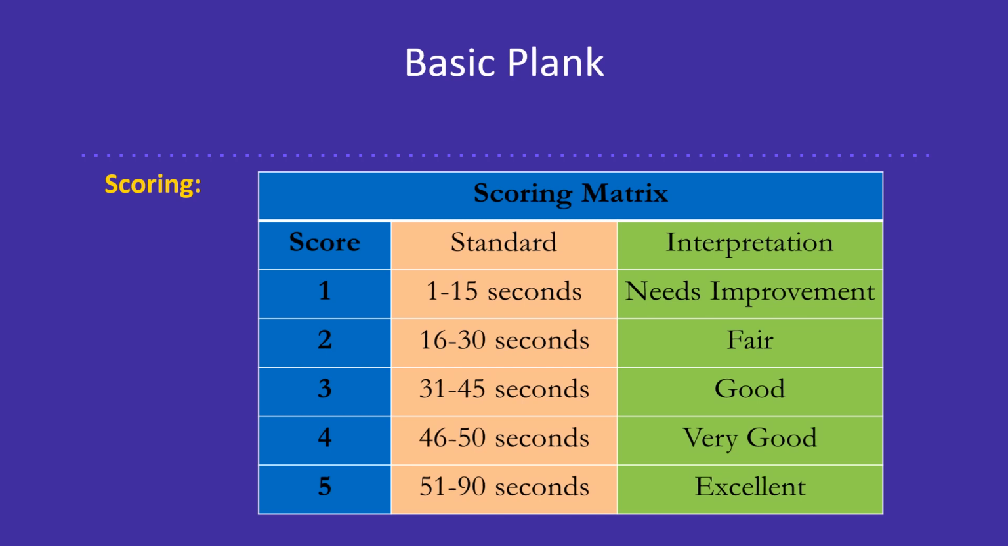So this is the scoring matrix for basic plank. The score is 1 to 5. So these are the standards, 1 to 15 seconds for needs improvement, 16 to 30 for fair, 31 to 45 to good, 46 to 50 very good, and 51 to 90 seconds is excellent.